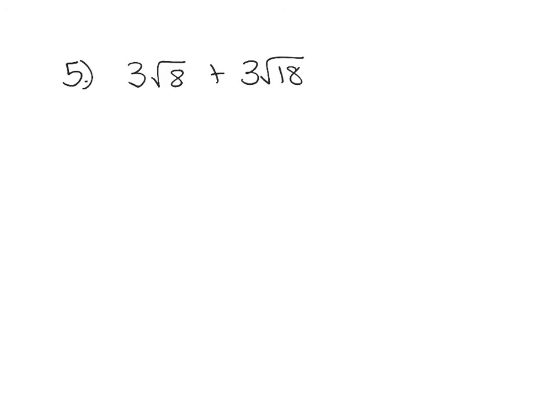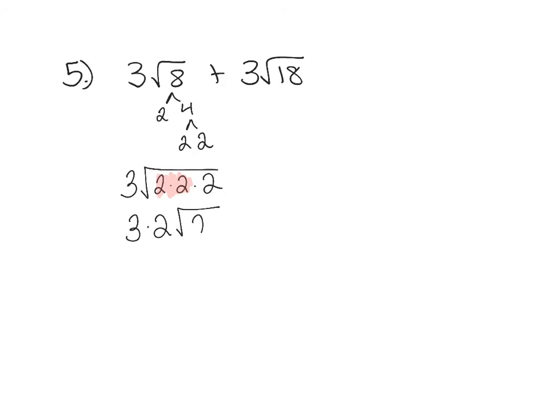Okay, I have 3 radical 8 plus 3 radical 18. 8 goes into 2 and 4, and 4 goes into 2 and 2. So I'm actually going to be able to simplify that one. So I have 3 on the outside, and then I have 3 2's on the inside. There is a complete set of 2's. So 3 times 2 on the outside, and then there's a 2 left over. So I'm left with 6 radical 2.